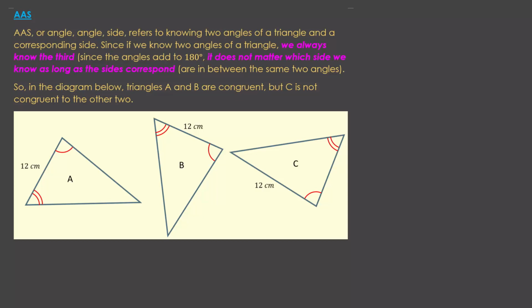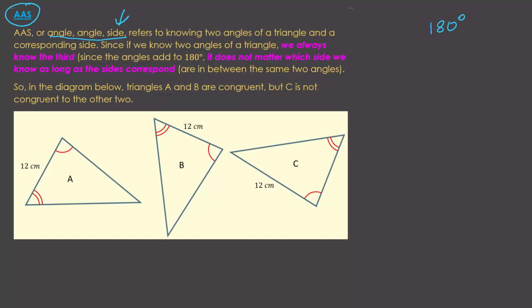The third method for proving congruence is AAS, or angle, angle, side. Remember that we know the angle sum of a triangle is 180 degrees. So if we know two angles, we can work out the third. If we know that all three angles are the same, the triangle is at least similar, and then we need the extra information from a side to say that they are exactly the same size and therefore congruent.